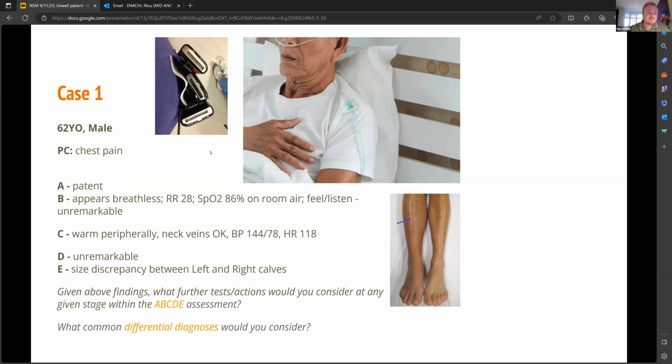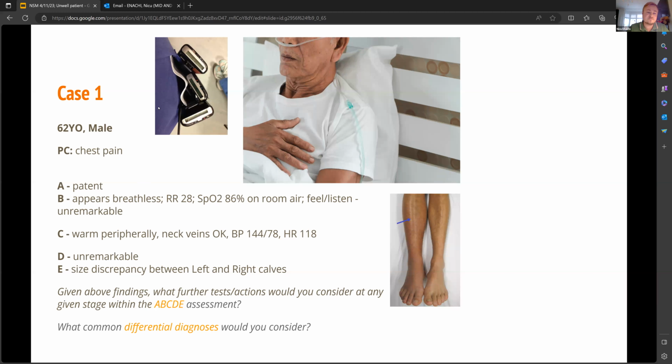So the first case is a 62-year-old male. You're a doctor on the ward. You're carrying 3 bleeps. It's actually quite possible in the NHS. Don't want to scare you, but it is possible. You were asked to see a gentleman who's complaining of chest pain by the nurse. You were just walking through the ward anyway. So you were asked to see a patient.